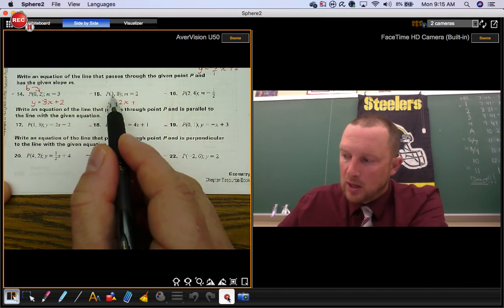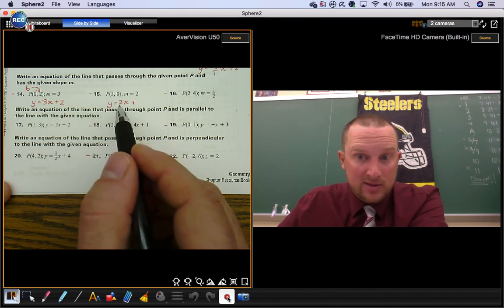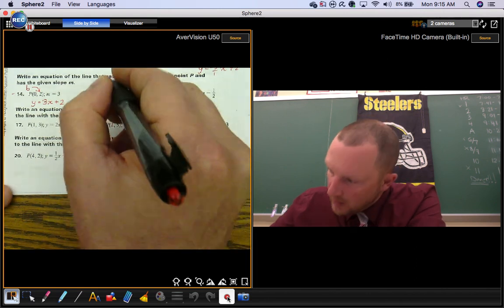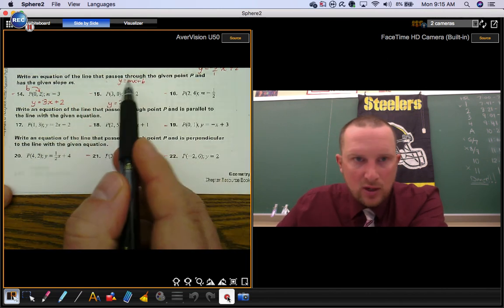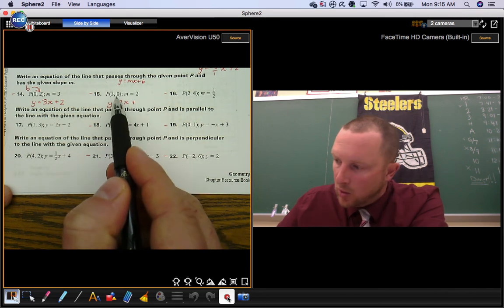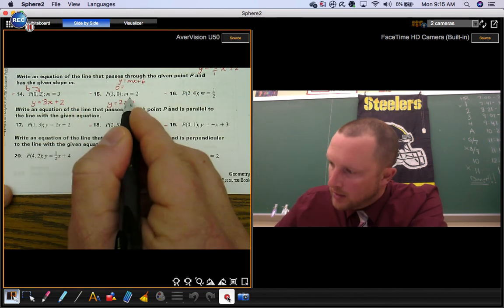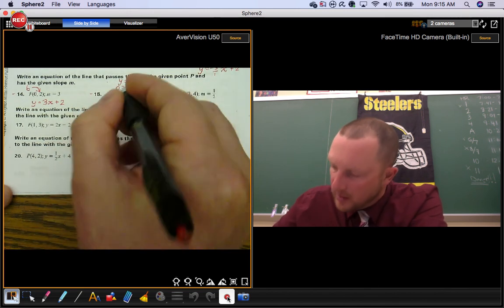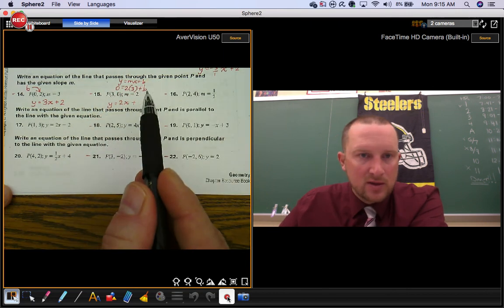Okay, now how do I find the y-intercept if I know a point on the line that isn't a y-intercept and the slope? Well, here's how you do it. You write down y equals mx plus b. And you're going to know 3 of these things. The thing you don't know is the b. You know the y value is 0. You know the m value is 2. You know the x value is 3. Solve for that lowercase b.